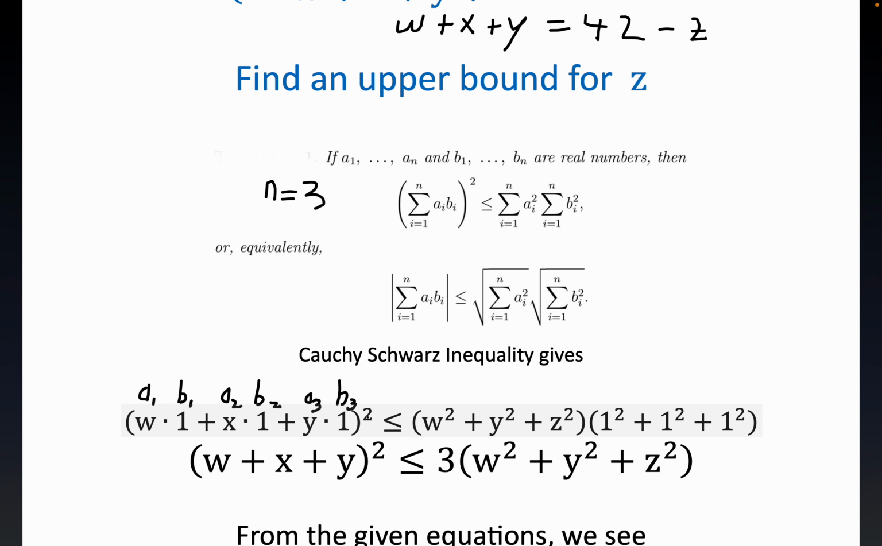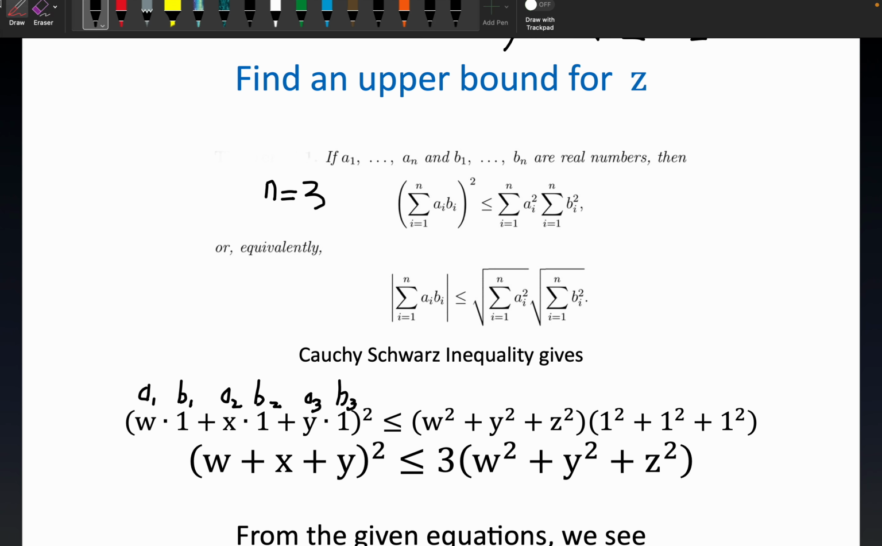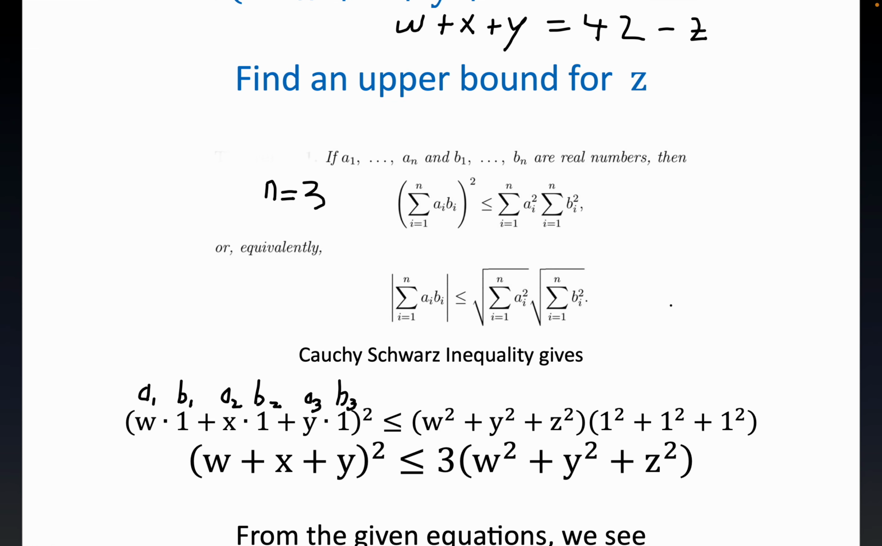So you see we have the square. The square you see right here is exactly the same as the square that's in this nice summation statement of the Cauchy Schwarz. And then all of the stuff on the right-hand side of the inequality is exactly this. It's the sum of the a sub i's squared. If you take a look at your a sub i's, a sub 1 is w, a sub 2 is x, a sub 3 is y. And that's what we have right here: w squared plus y squared plus z squared, which corresponds to this first summation notation right here.